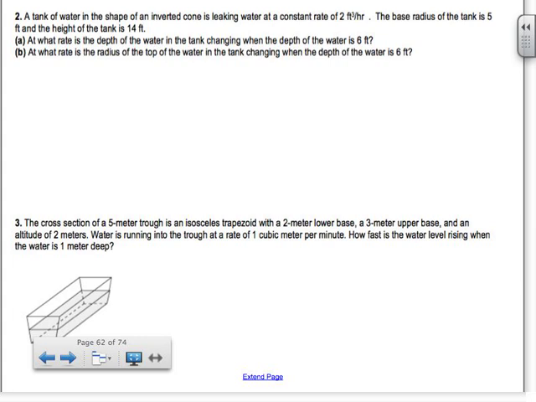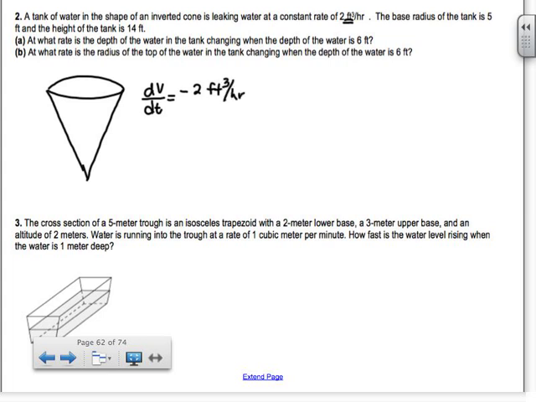Alright, so the first example is a tank of water in the shape of an inverted cone is leaking water at a constant rate of 2 cubic feet per hour. Okay, so an inverted cone is a cone with the tip pointing downwards. So the volume, since it was cubic feet, that gives you the hint that it's volume. So dV over dt, it's leaking water, so it's losing volume. So negative 2 cubic feet per hour.